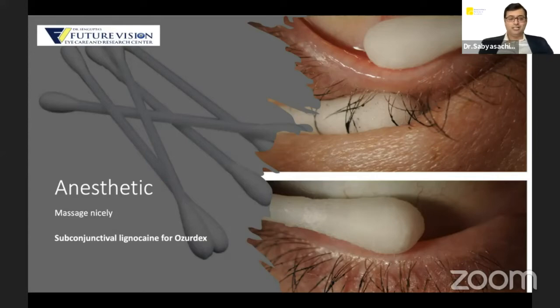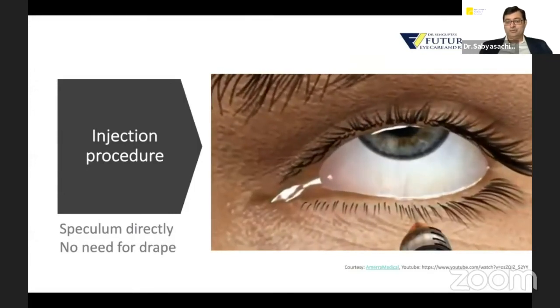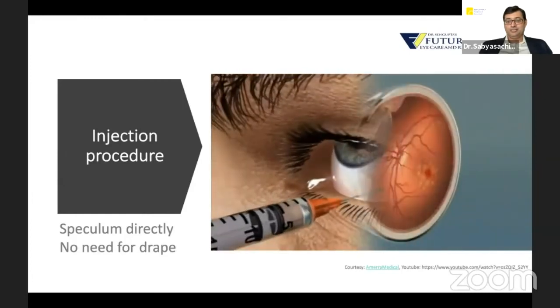When you're looking to inject something like Ozurdex or something which has a larger needle, subconjunctival lignocaine definitely helps. But for routine 30 gauge injections, this is unnecessary. Then the injection procedure itself: speculum directly, and there is no need for any drape as such. This is a quick animation showing the procedure. We'll discuss some nitty-gritties about this.